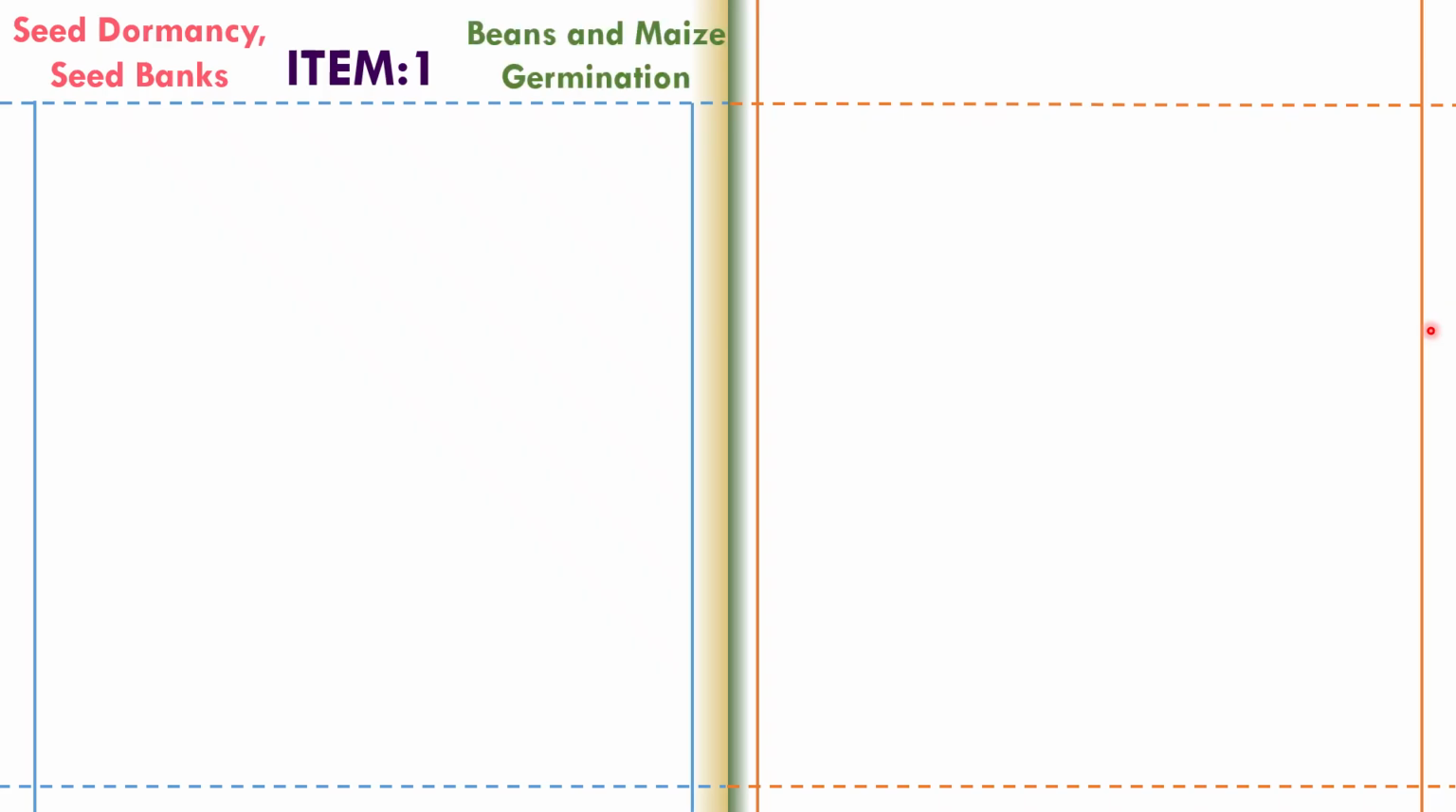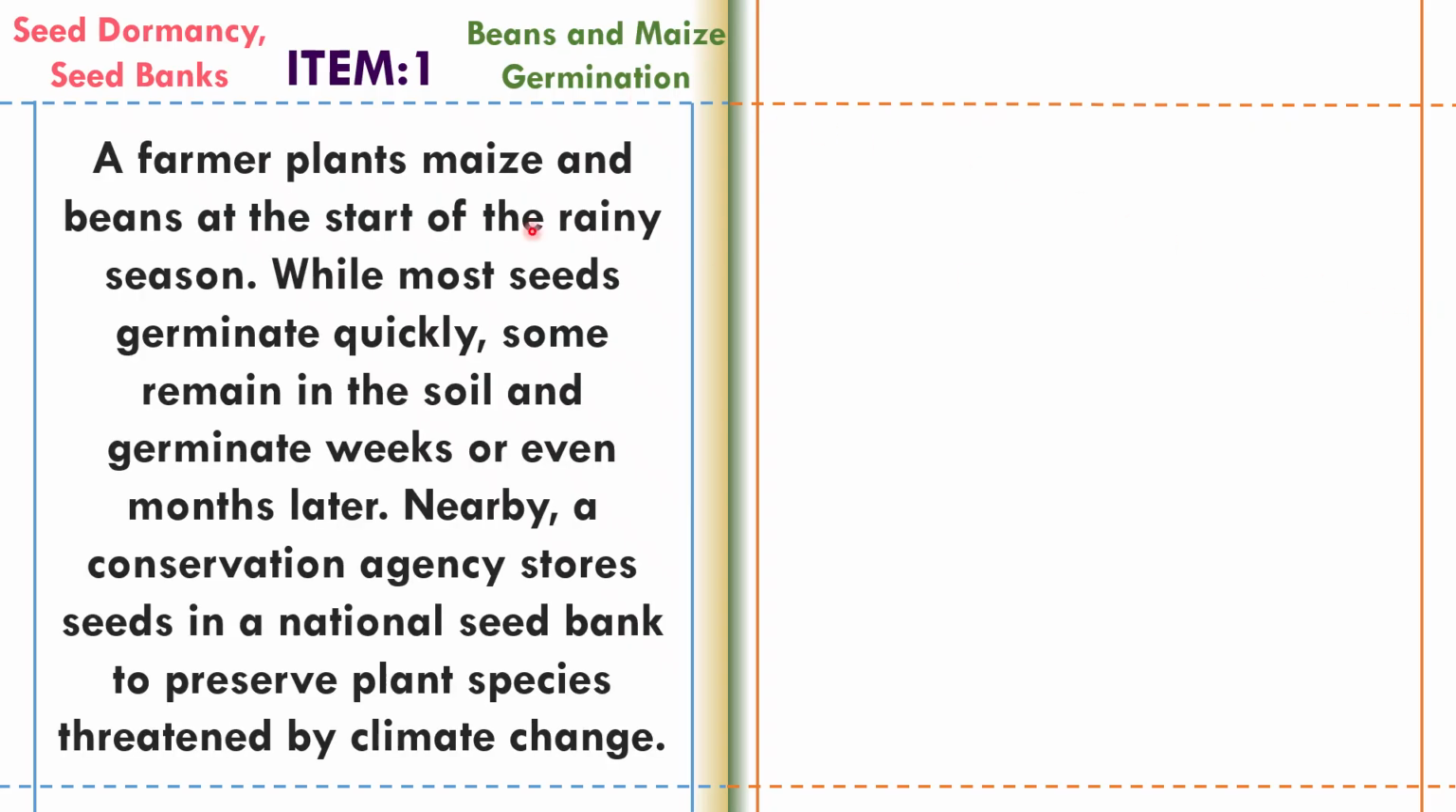Item 1. We are going mainly to emphasize on beans and maize germination. A farmer plants maize and beans at the start of the rain season. While most seeds germinate quickly, some remain in the soil and germinate weeks or even months later. Nearby, a conservation agent stores seeds in a national seed bank to preserve plant species threatened by climate change.